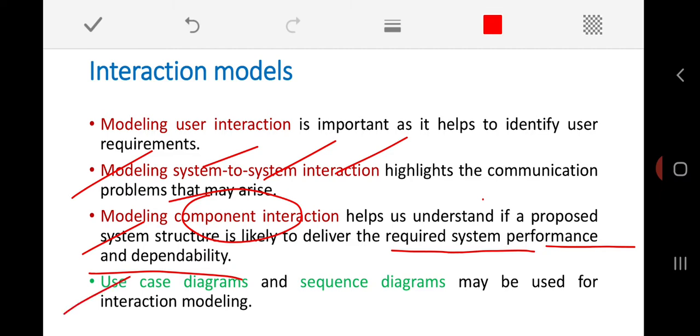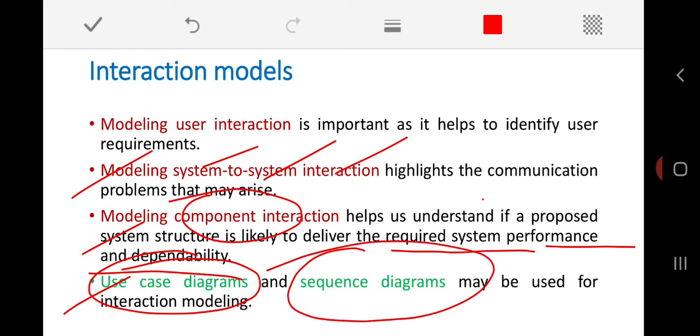Within this interaction model we are going to discuss two different types of diagrams. One is the use case diagram and another one is the sequence diagram. These are the two different types of diagrams which come under the interaction model that we are going to discuss here.